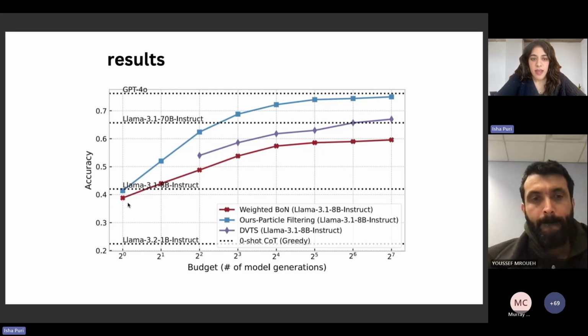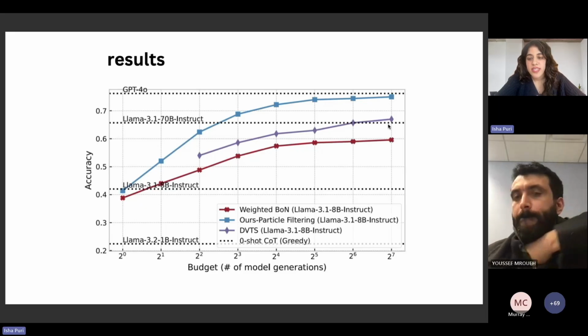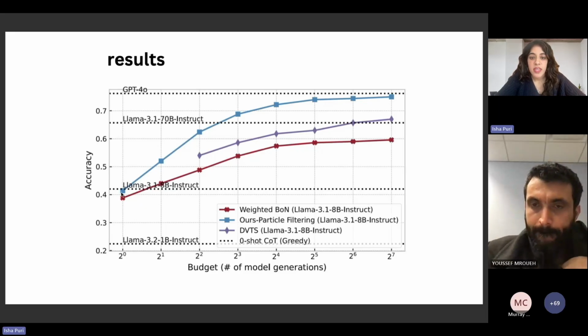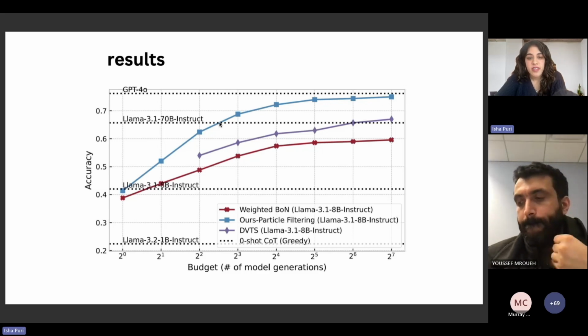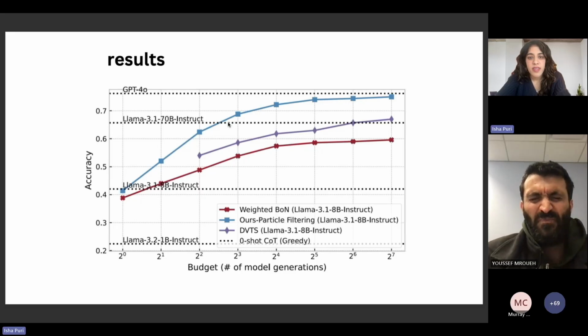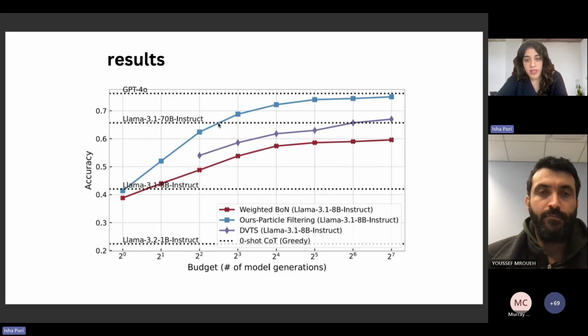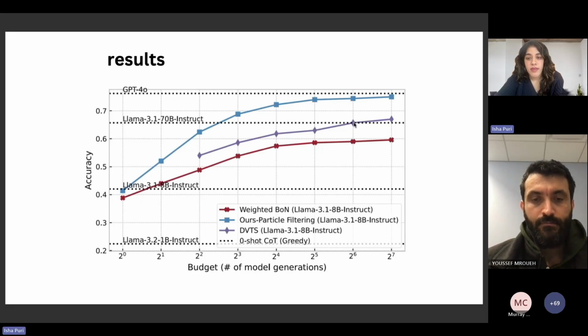And you can see the red one is a weighted best of n. The purple line is a deterministic method called DBTS. And the blue line here is our method. And you can see that with the exact same accuracy of around 65, the blue method, aka our method, is able to get there in between 4 to 8 generations. And it takes the competitor method 64 generations to get there. And you can see this same very accelerated scaling rate across all of the graphs.